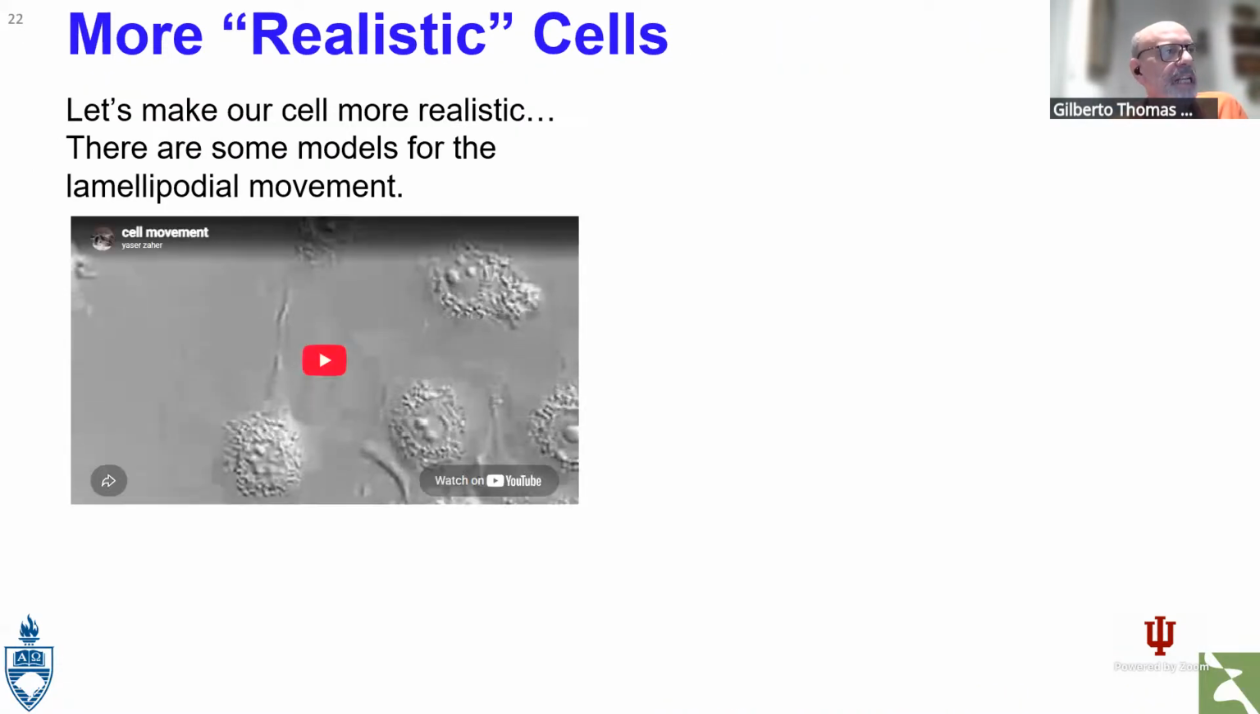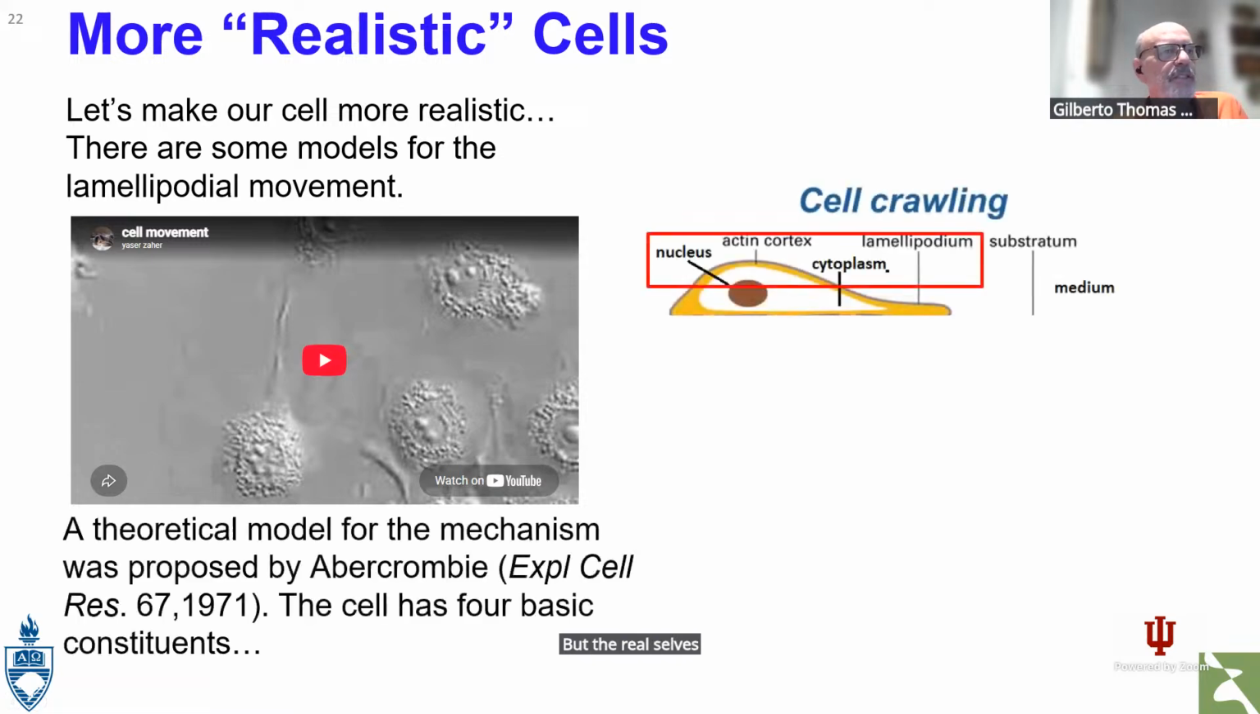The last thing I'm going to introduce today is this. Let's build a more realistic cell. Because so far our cell is a bunch of pixels with no structure. But real cells are much more complicated. We saw that before. For example, we can make a simple model of the cell as composed of 4 or 5 components: the nucleus, the cortex, that is the membrane, the cytoplasm, and the lamellipodium.